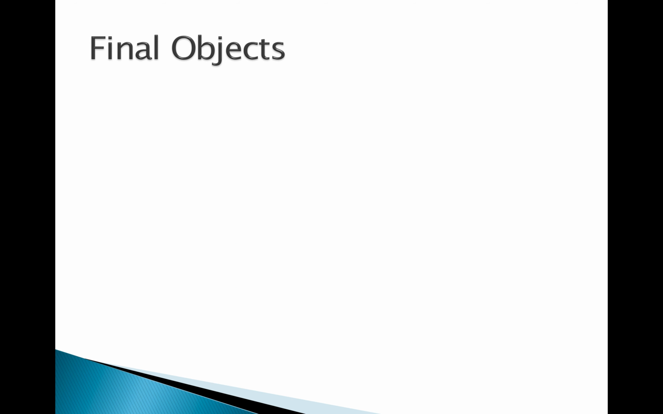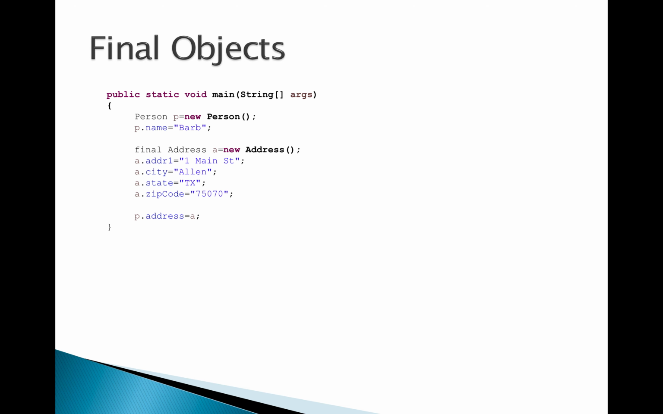Final objects are a little bit different. I wanted to show you the previous example we did for the address. So here we have a person object and we have an address object. The difference is I'm making the address a final here. Final address A is equal to new address. That means A cannot be changed again. If you make it A is equal to new address again, it will not be allowed, because A is final there. Once created, you cannot change A to point to a different address. A is going to point only to that address.